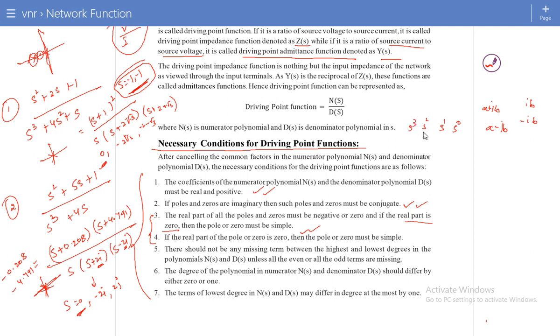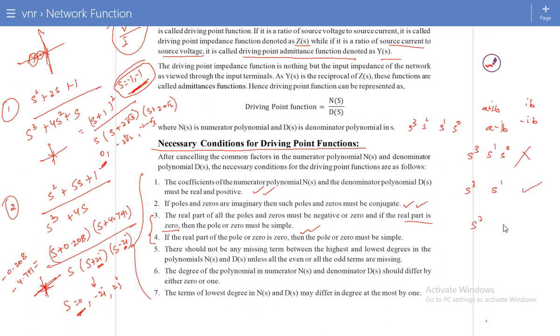If s cube is there, s square should be there, s power 1 should be there, s power 0 should be there. If s cube is there and s square is missing, and again the s power 1 term is there, s power 0 is there, whether it is in the numerator or the denominator, then it is not a driving function, unless all even terms can be absent, or all odd terms can be absent. Means if s cube is there, then s power 1, then it is a proper driving function.